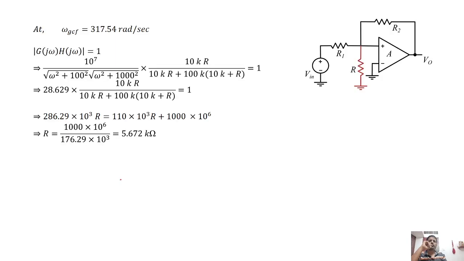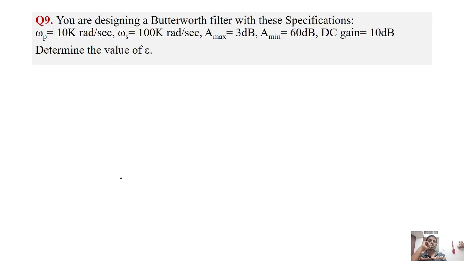Now let us go to the ninth question. The question is based on Butterworth filter design. You are designing a Butterworth filter with these specifications: omega p equal to 10k radians per second, omega s equal to 100k radians per second, A max equal to 3 dB, A min equal to 60 dB, and DC gain to be 10 dB. Determine the value of epsilon.